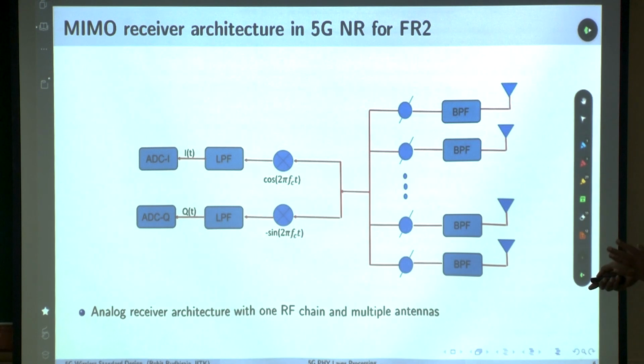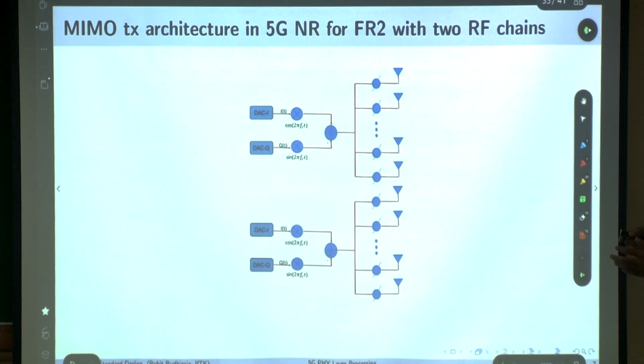Okay, now, right? So one RF chain and multiple antennas. Whatever precoding gain you are getting at the transmitter side, a similar precoding gain you will get at the receiver side as well. So now what happens? So this is one, okay, correct?